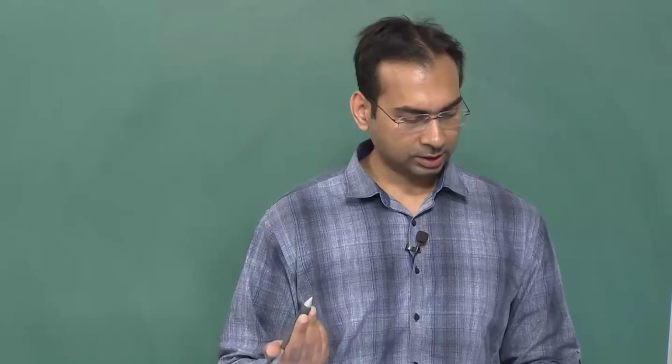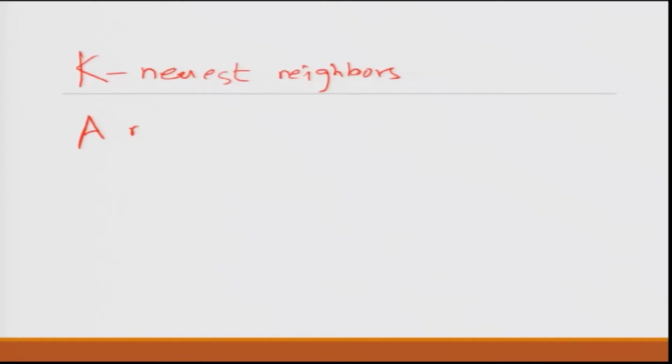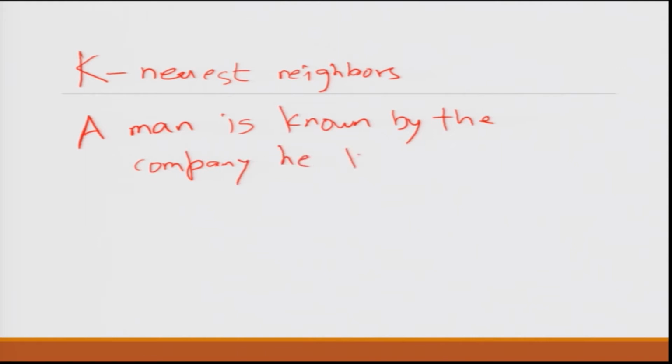So, let us start with what I mentioned at the very last, k nearest neighbors. Now, this is, I would say, the most intuitive or most natural way in which we also try to classify people around us or various things around us. What it says is the popular proverb that a man is known by the company he keeps.